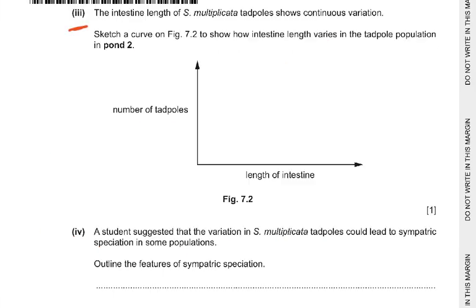Then coming to part 3 of the question, the intestine length of S. multiplicator tadpoles shows continuous variation. Sketch a curve to show how intestine length varies in the tadpole population in pond 2. Now we have the length of intestine and the number of tadpoles, so it's going to be something like this. It is a normal distribution curve. So there's 1 mark for that, and you got your 1 mark if you drew this for me.